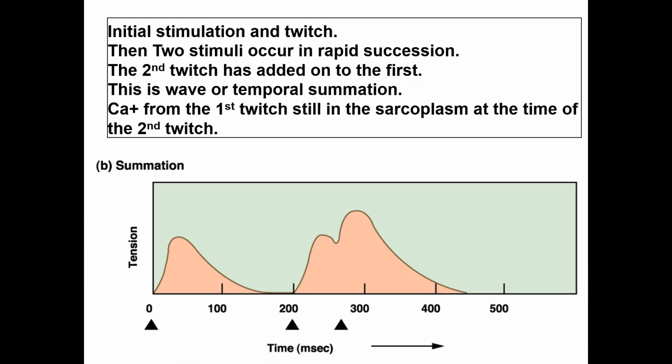So now we get a greater contraction because there's more myosin heads finding more binding spots on the actin. We have more cross bridges forming. We get a greater contraction simply because we have more calcium present. This is increasing the frequency of the stimulus. Instead of waiting for 200 milliseconds for a second stimulus, we only waited 50 milliseconds. We've increased the frequency of the stimulus.